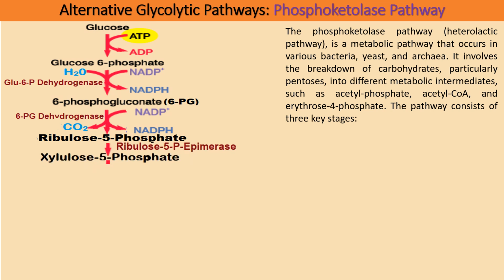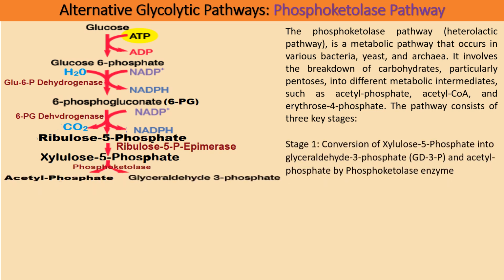However, in this pathway, ribulose 5-phosphate epimerase converts ribulose 5-phosphate into xylulose 5-phosphate, and then the first step that differentiates it from the other pathways starts, in which the xylulose 5-phosphate is converted into glyceraldehyde phosphate and acetyl phosphate by the phosphoketolase enzyme.